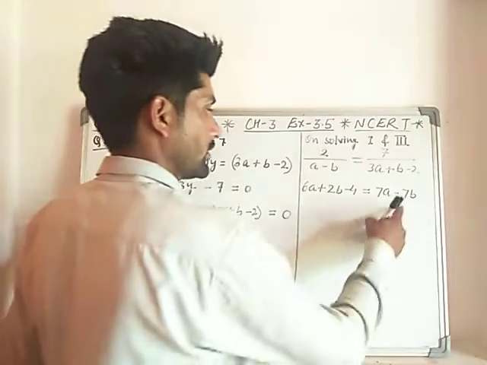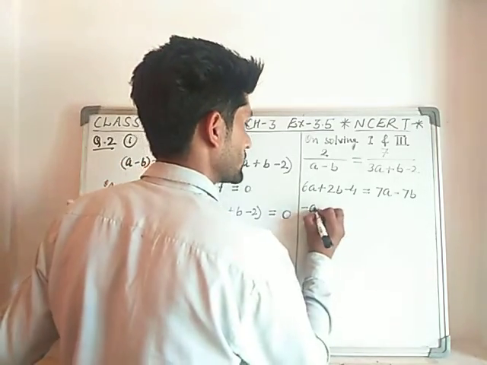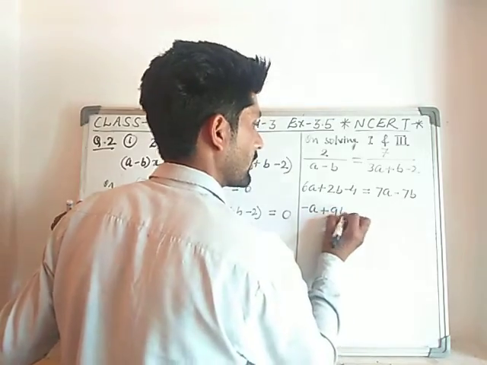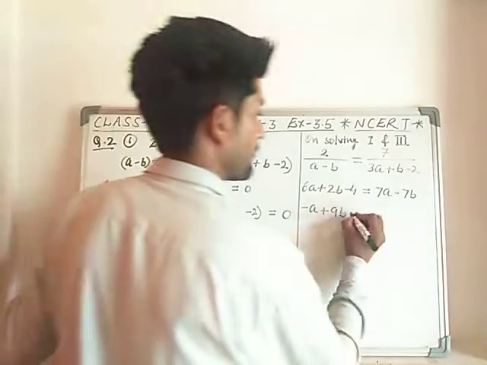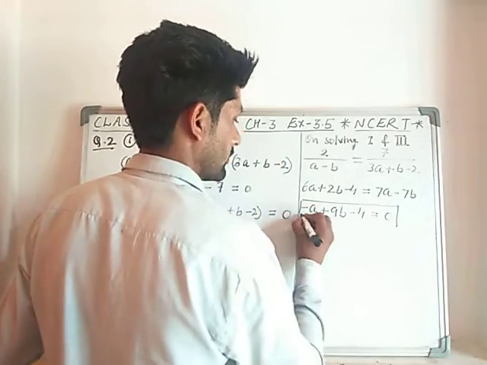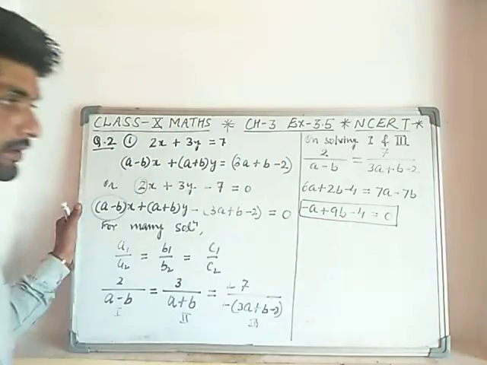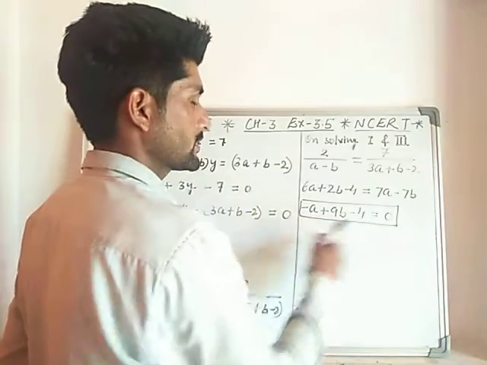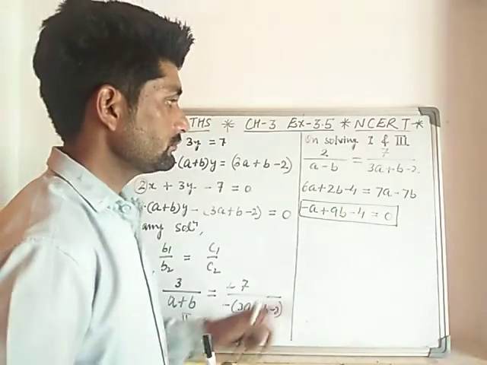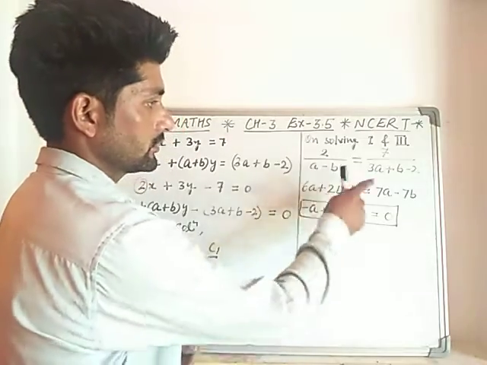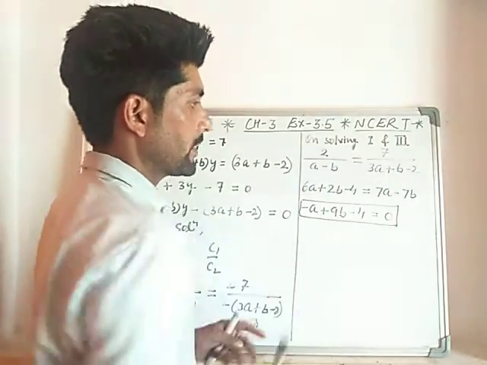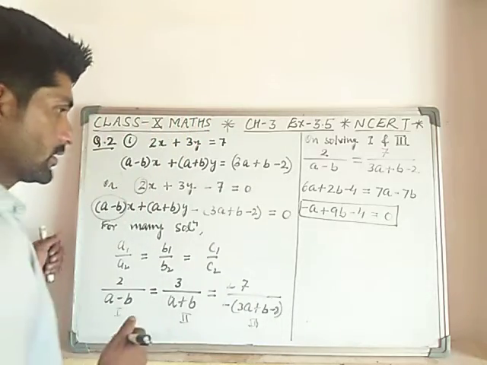Okay, shifting this over, it becomes minus A plus 9B minus 4 is equal to 0. So this is my first equation. Okay, 6A minus 7A will be minus A, and 2B plus 7B is 9B, and minus 4 as it is, right?